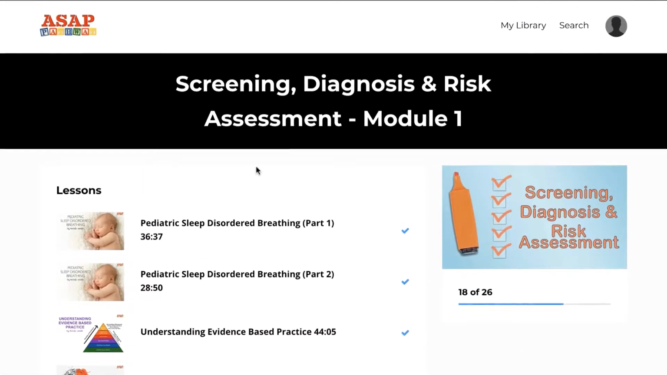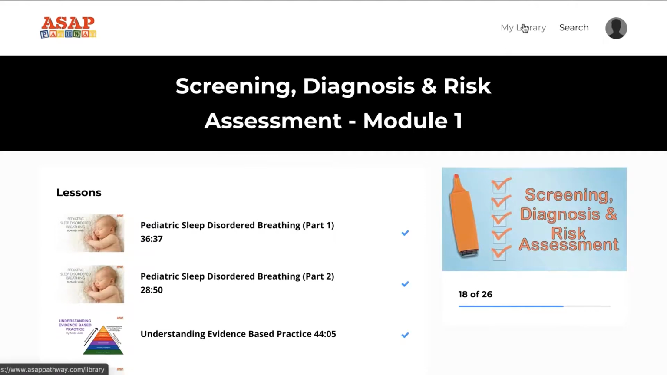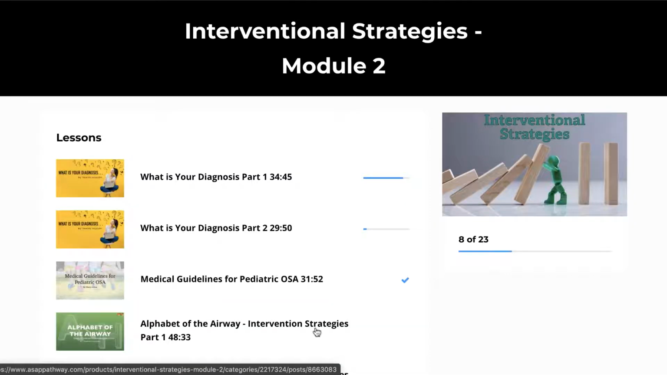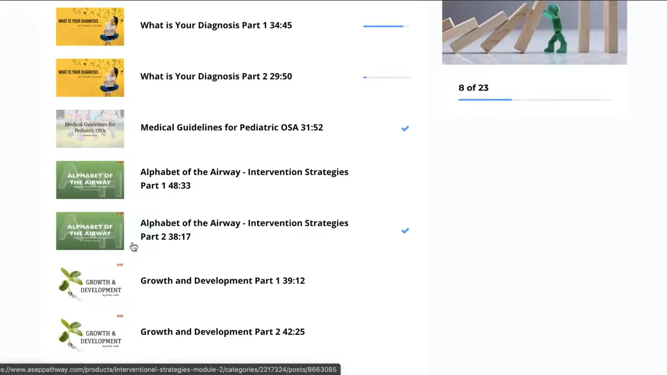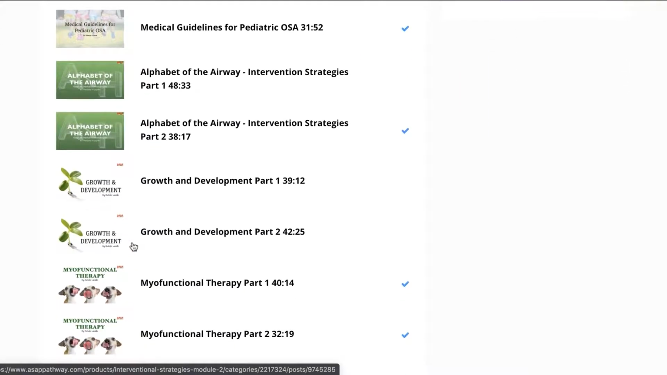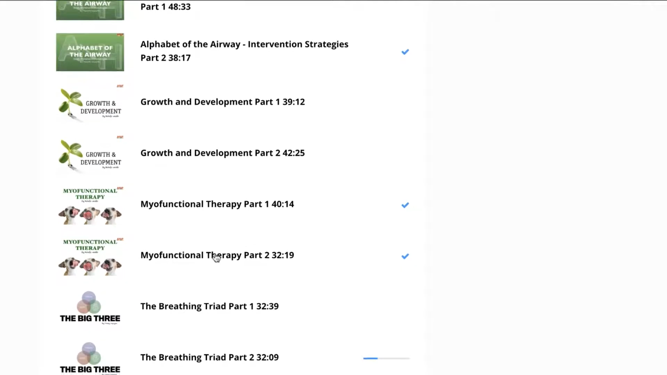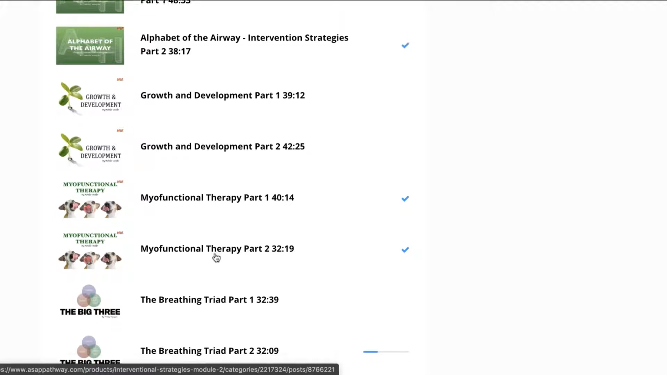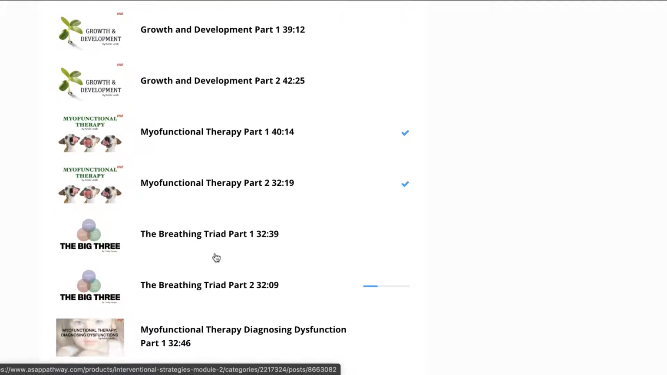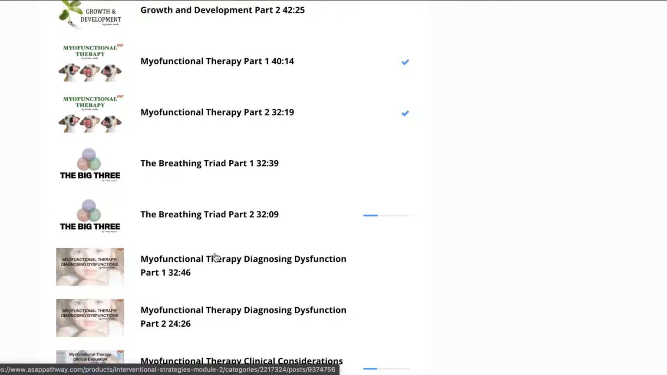and what kind of data do we need to collect in order to come about at a diagnosis. Going back to the library, we're going to go to Module 2, and here we're going to look at what the diagnosis is, medical guidelines, what are the intervention strategies, understanding growth and development, and how to take that into consideration when you're looking to see what kind of intervention strategy you're going to do for a particular patient.